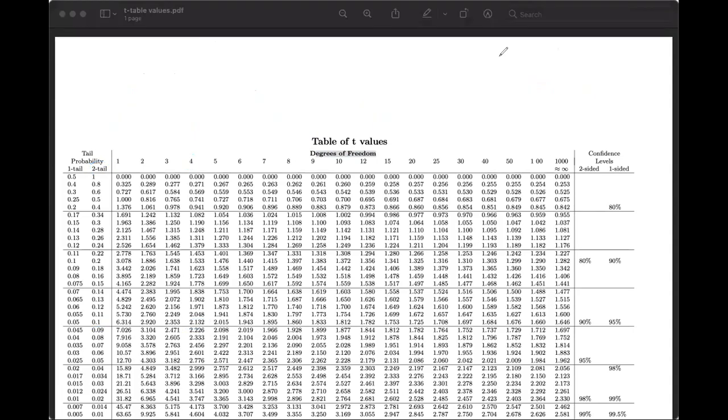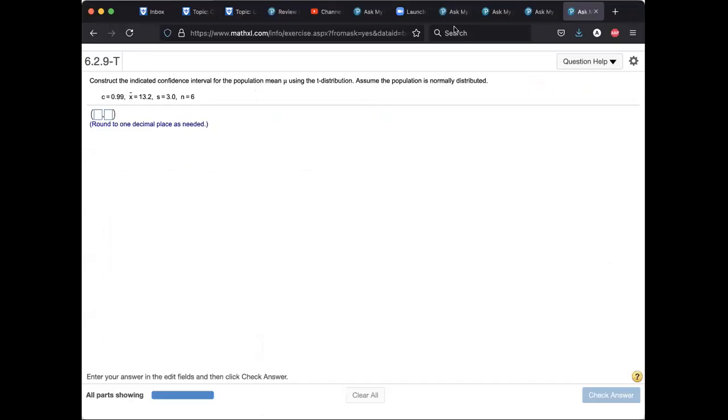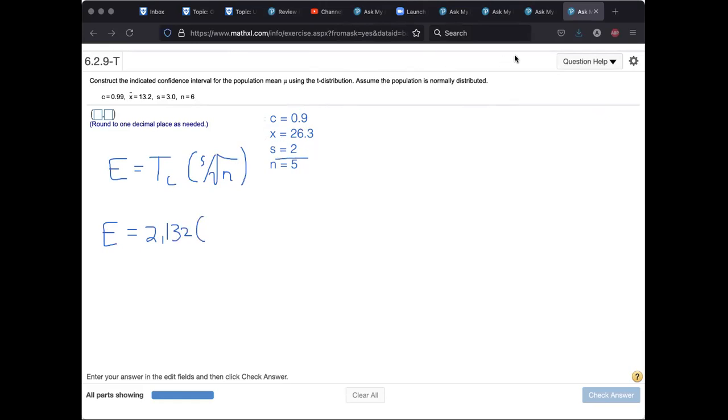So let's go back to our prior page, and let me retype the problem because I had to erase it to go over there. We had C equals 0.9, X bar equals 26.3, S equals 2, N equals 5. That's the problem we are working here, different from the graded problem. We're trying to find the margin of error. We apply the formula T critical times S over the square root of the sample size. Fill in our values: the T critical of 2.132 multiplied by S of 2, divided by the square root of 5.